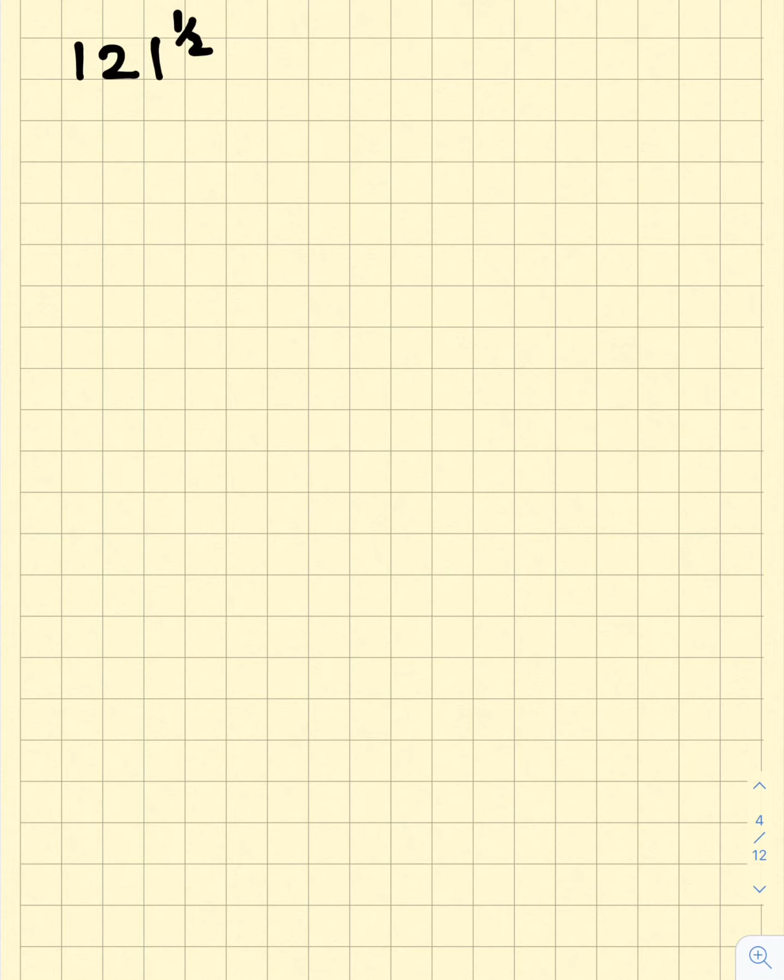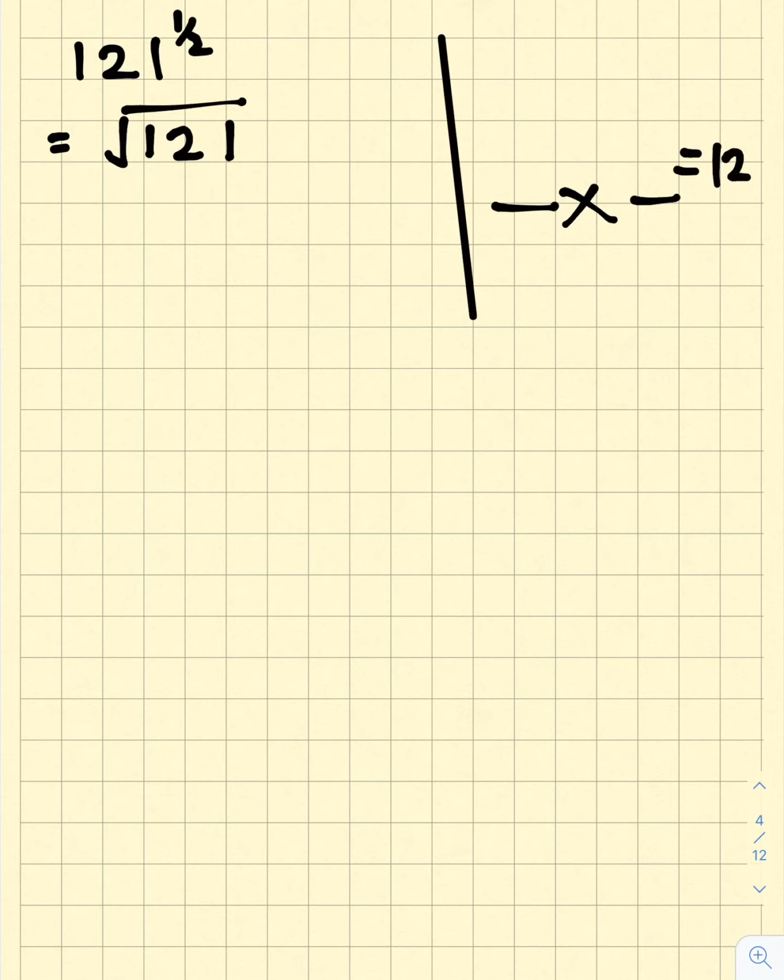121 to the power of half. So remember, power half means square root. So 121 to the power of half is the same as the square root of 121. So which number do we have to multiply by itself twice to get 121? Well, it is in fact 11, because 11 times 11 is 121. So the square root of 121 is 11, and therefore 121 to the power of a half is 11, because remember, power half and square root mean exactly the same thing.